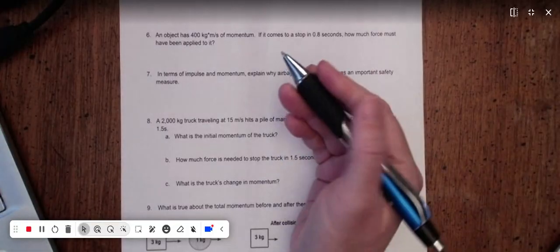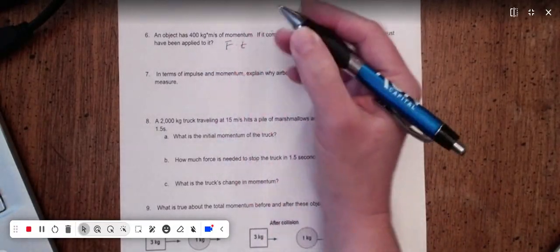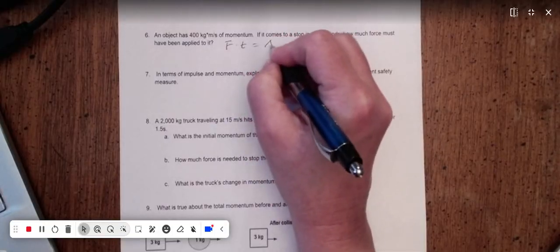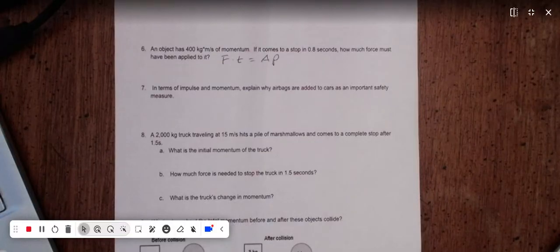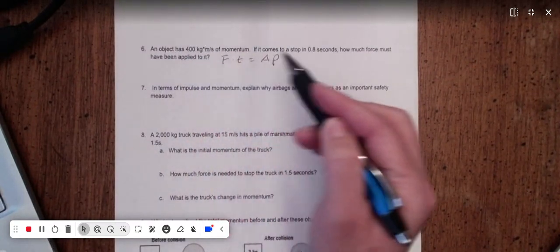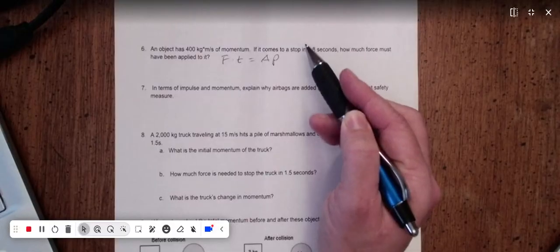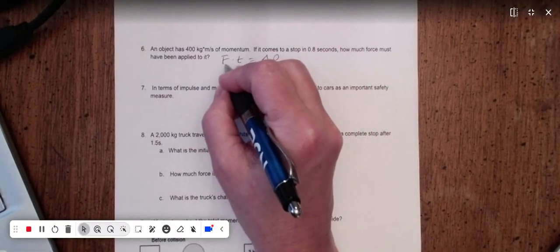So this is where we use impulse equals change in momentum, or force times time equals change in momentum. Okay, and they don't give us the mass and velocity, but they give us the total momentum. Okay, so it has this much initially, and then it comes to a stop. Okay, and it does that in 0.8 seconds, and we're looking for force.